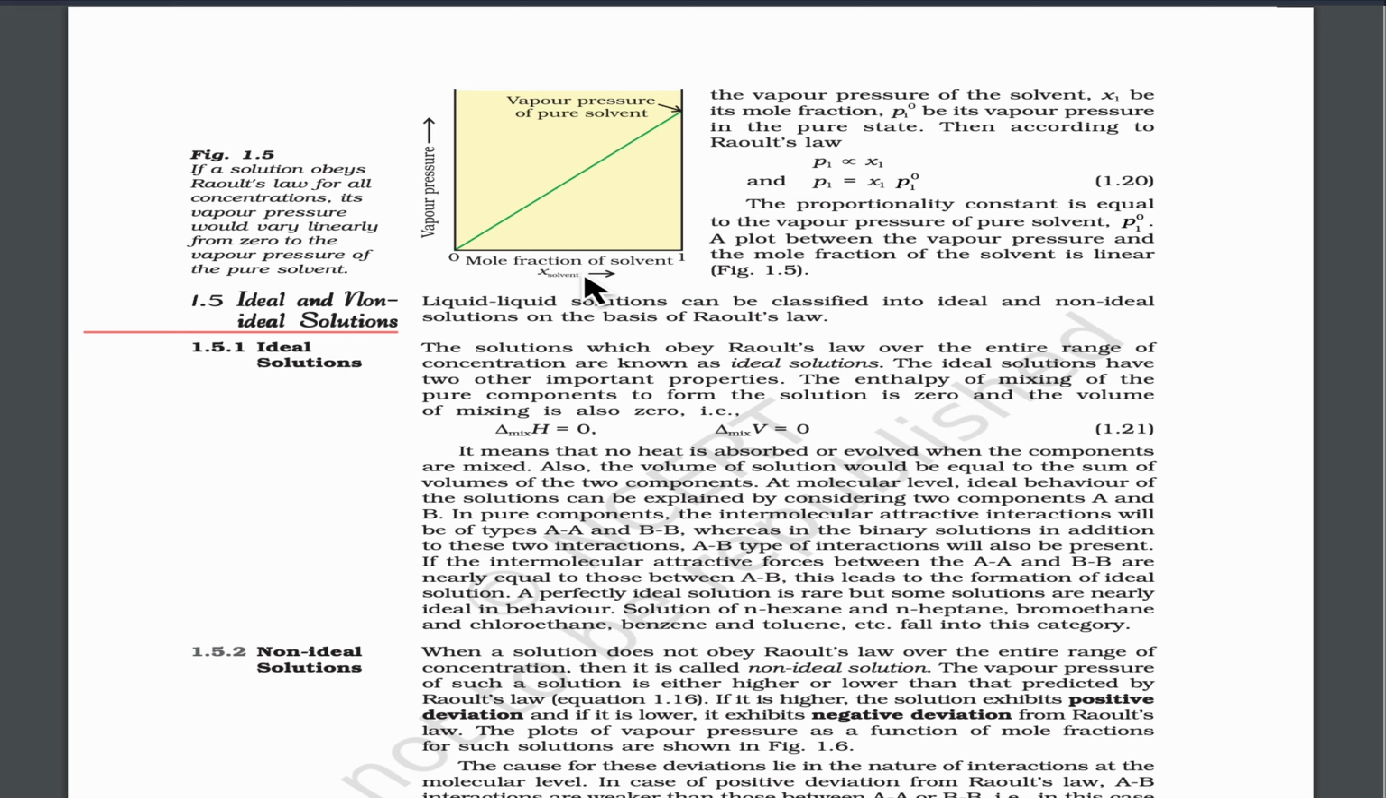That means for a solution containing a non-volatile solute and a volatile solvent, its vapor pressure will purely depend on the mole fraction of the solvent. So blindly you can use this formula if it is a non-volatile solute in a solution.